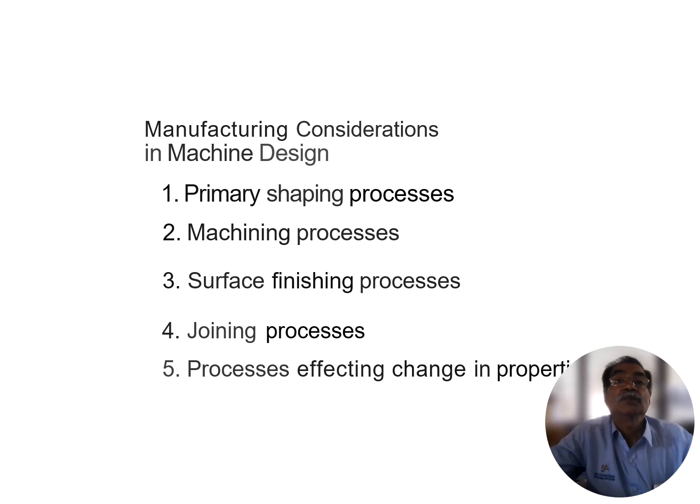Next is joining process. These processes are used for joining machine components. Common operations used for this process are welding, riveting, soldering, brazing, screw fastening, pressing, sintering, etc.